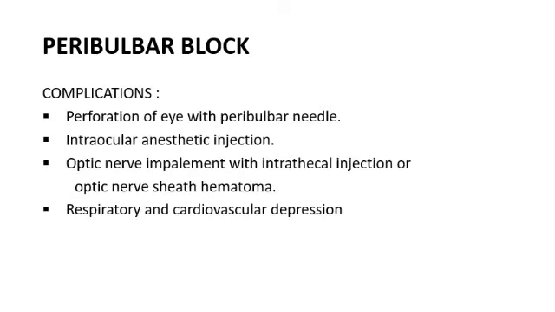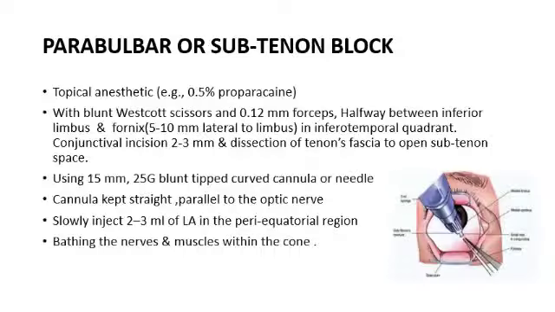Complications are that globe perforation can occur with a peribulbar needle, intraocular anesthetic injection can happen, and optic nerve impalement can happen with intrathecal injection or an optic nerve sheath hematoma. There can be respiratory and cardiovascular depression just like the retrobulbar block.